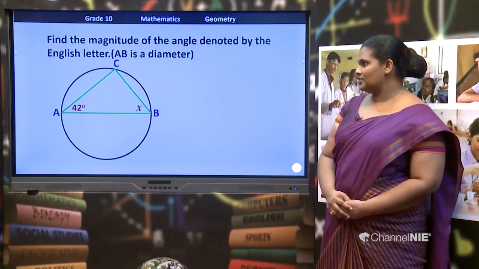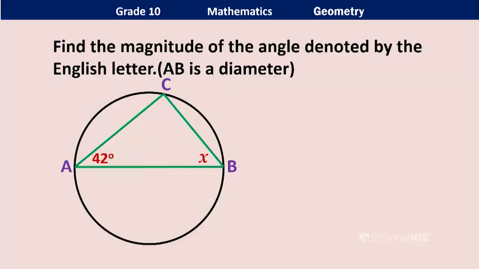Right. Now we will move on to some questions related to this theorem. My first question. Find the magnitude of the angle denoted by the English letter. And they have said that AB is a diameter. We can see 3 points on the circle: A, B and C. The angle ABC is denoted as x and angle CAB is equal to 42 degrees. Here we have to find the magnitude of x.